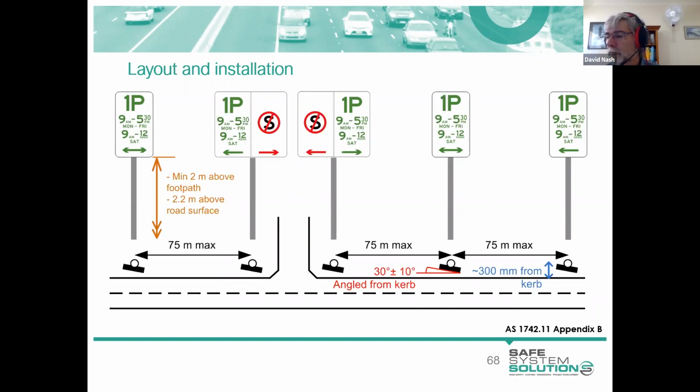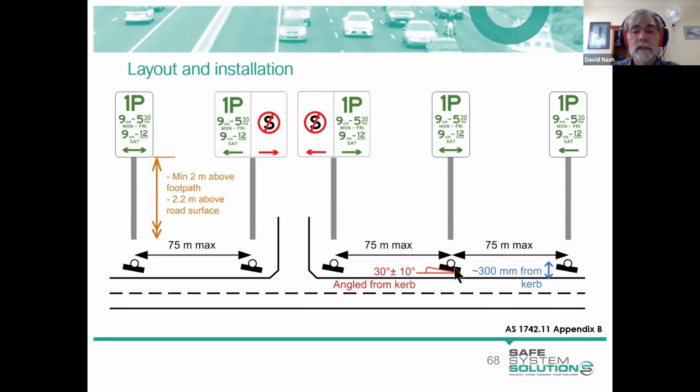There are a few other points to make about that. Oh, the 75 metre spacing. The Australian Standard actually has, in I think one of its appendixes, a requirement that the signs should be spaced no more than 75 metres apart, so that you have a good chance of seeing the sign and reading the sign, particularly if there's a lot of parked vehicles there already.